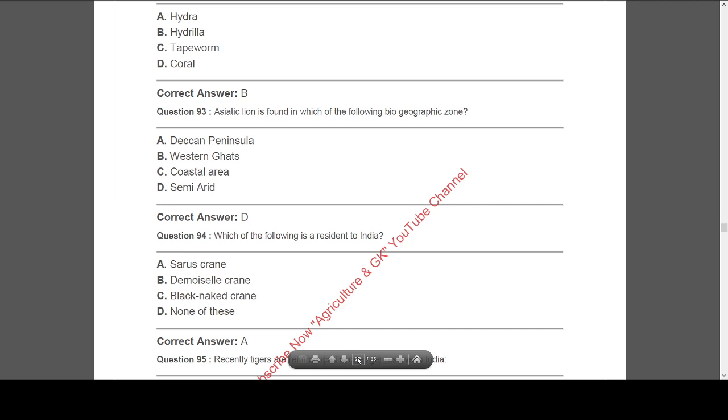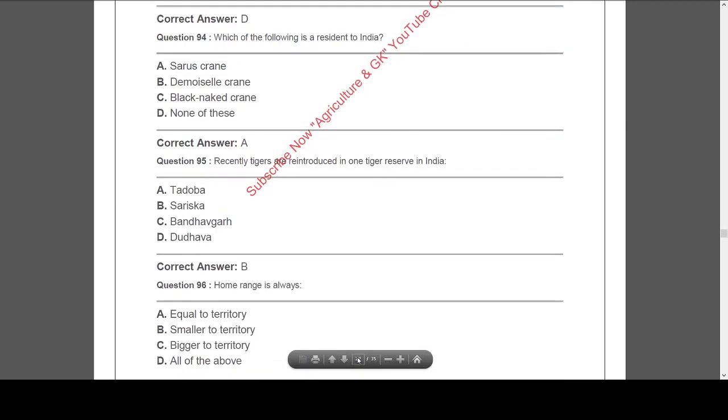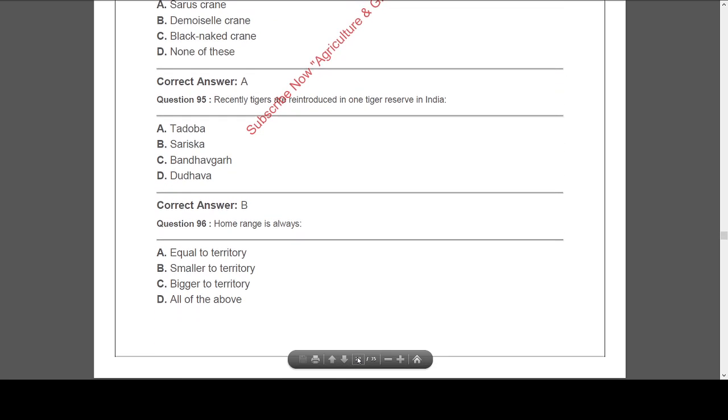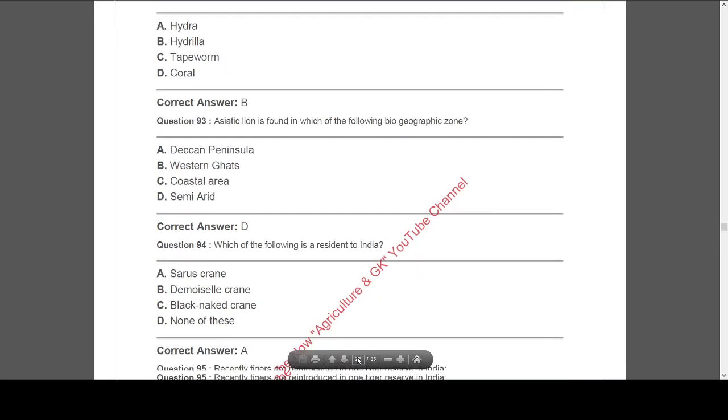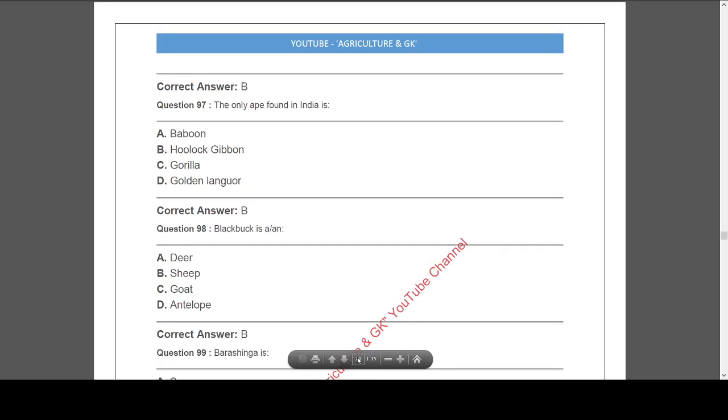Asiatic lion is found in which of the following biogeographic zones? It is found in semi-arid region. Which of the following is resident to India? It is Sarus crane. Option A. Recently, tigers were reintroduced in one tiger reserve in India. It is option B, Sariska. Home range is always smaller than territory. Option B. The only ape found in India is Hoolock gibbon. Blackbuck is an option B, sheep.